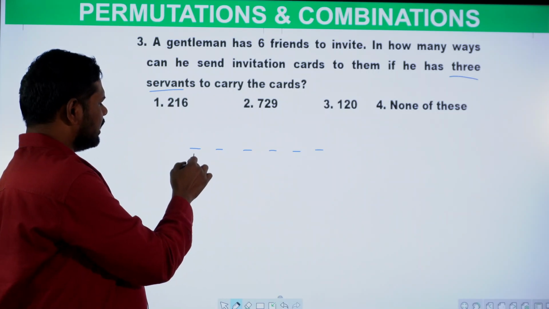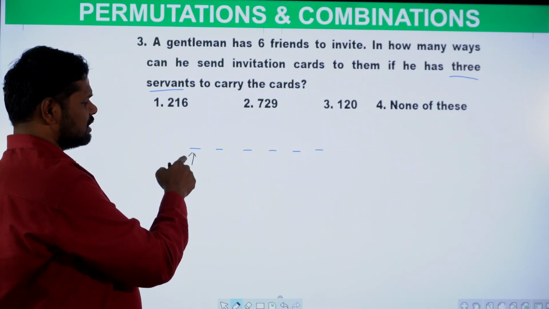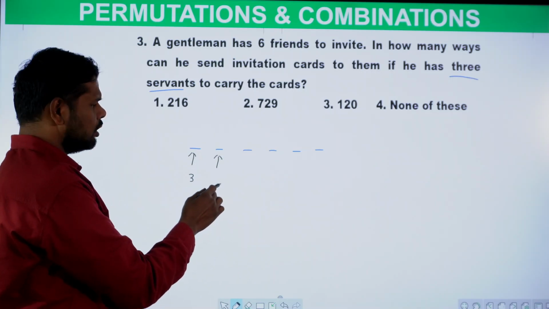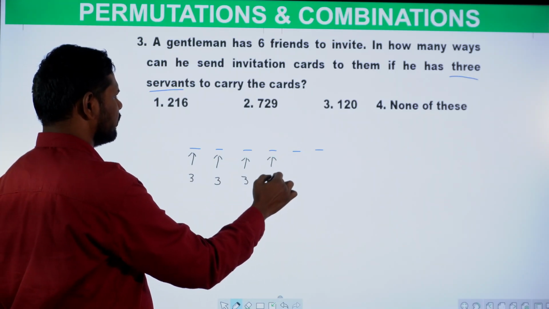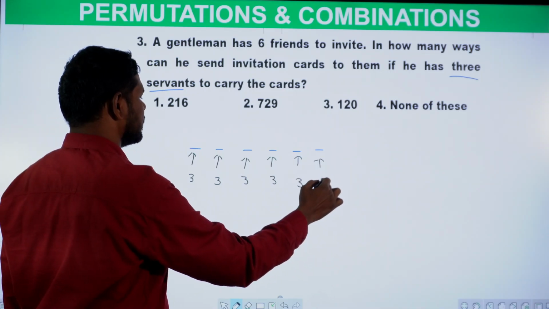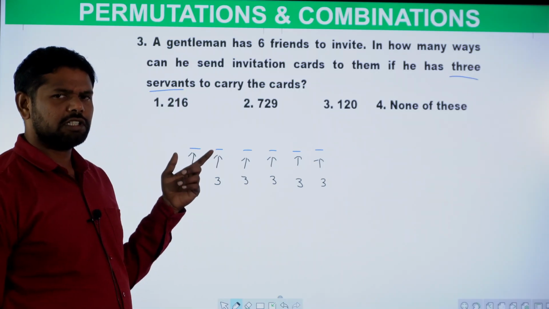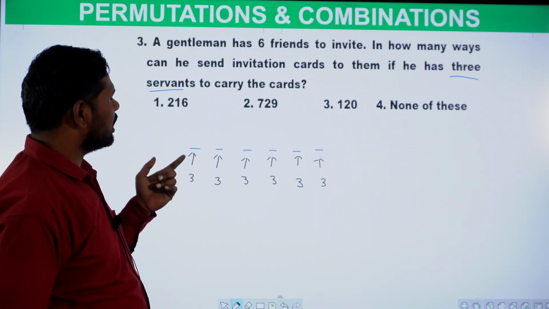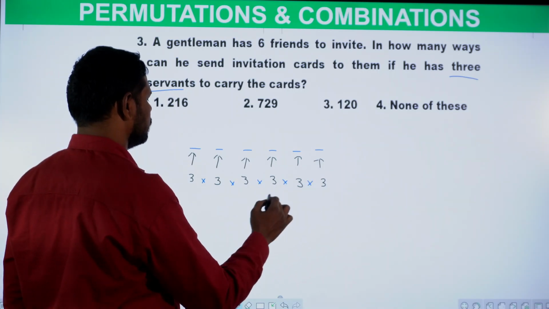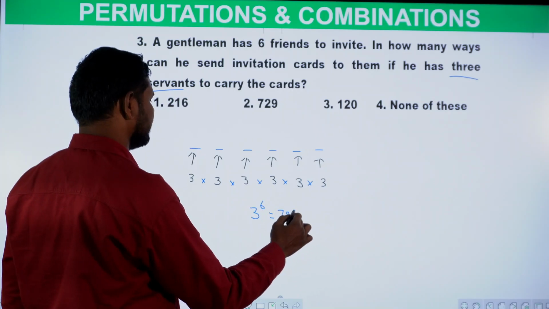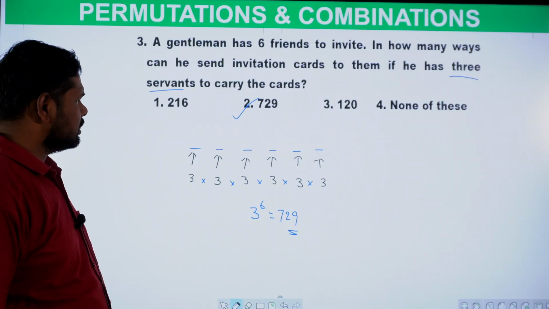For the first person, any of the 3 servants can go and give the invitation card. The second person also, 3 servants can go. For the third, fourth, fifth, and sixth person also. So how many possibilities are there? Total 3 into 3 into 3 into 3 into 3 into 3, which is 3 power 6, that is 729 ways. So 729 ways we can invite them.